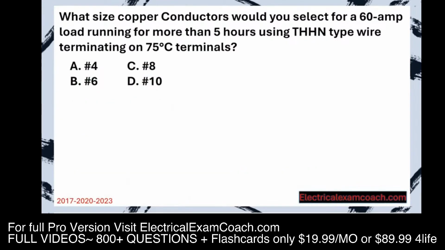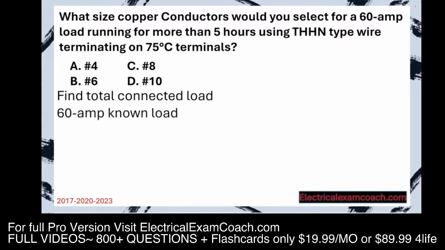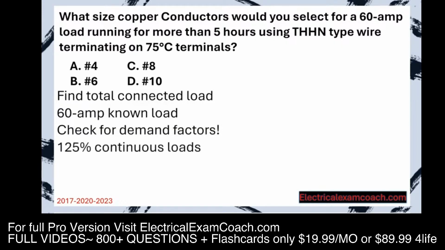What size copper conductor would you select for a 60 amp load running for more than 5 hours using THHN type wire terminating on 75-degree C terminals? Step 1, find the total connected load. Well, our starting known load is going to be 60 amps. But we must check for demand factors. When we find out that it's going to be a continuous load, we need to remember to do our 125% rule for continuous loads. So we take our original known load, multiply it by 1.25, and that gives us a new known load of 75 amps to size our wire by.